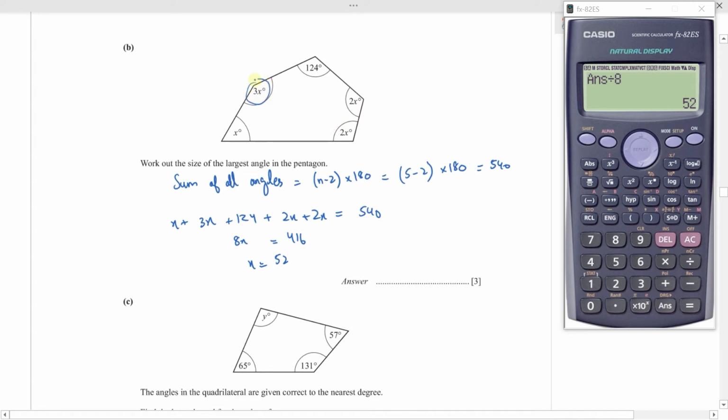So certainly 3x will be the largest here. So let's calculate this angle, which is 3x. So 3x will be equal to 3 into 52. So 3 into 52 is 156. So this angle here is 156. This is x, which will be 52. So we don't need to calculate these because these will be certainly smaller than 156. So the largest angle here is this one, which is 156.